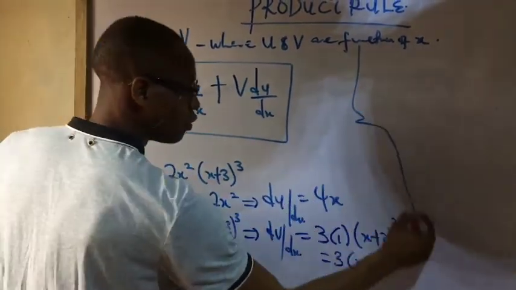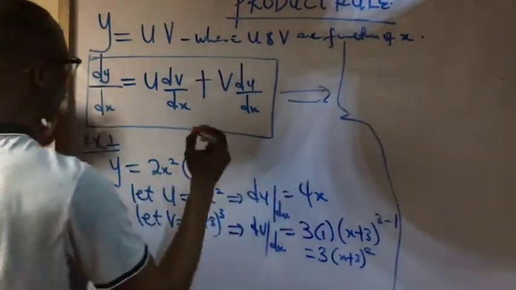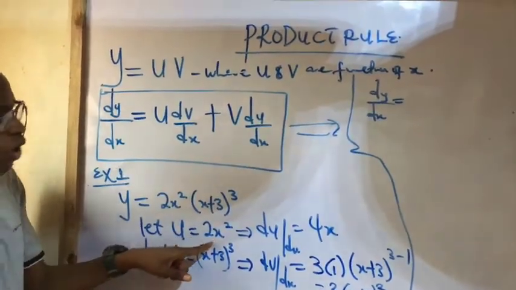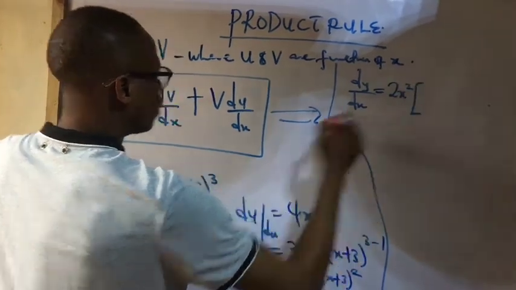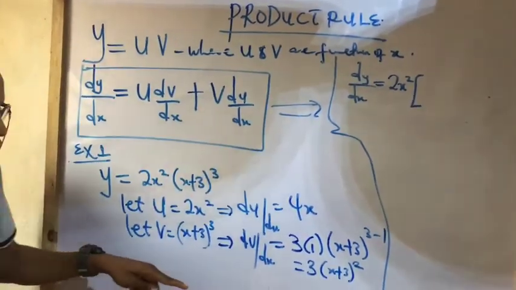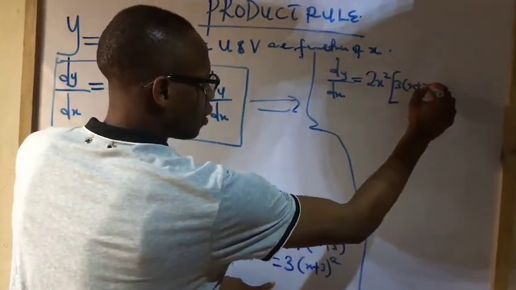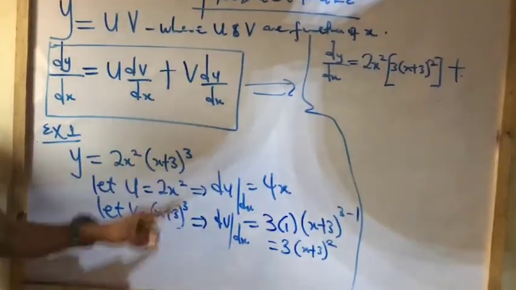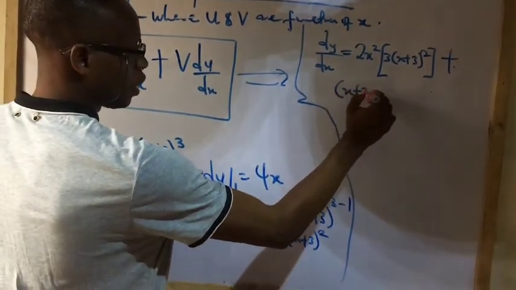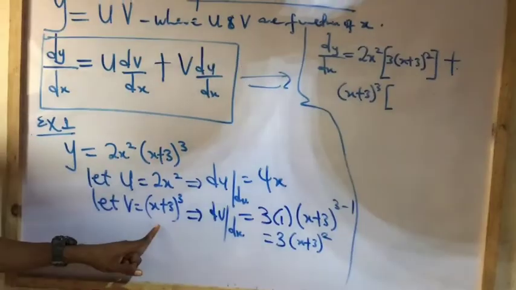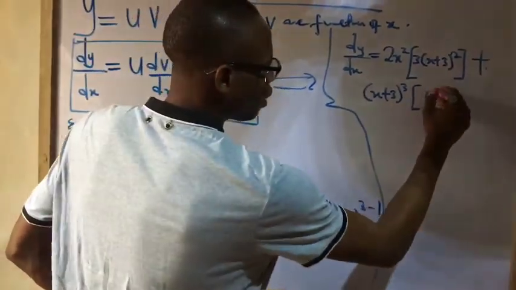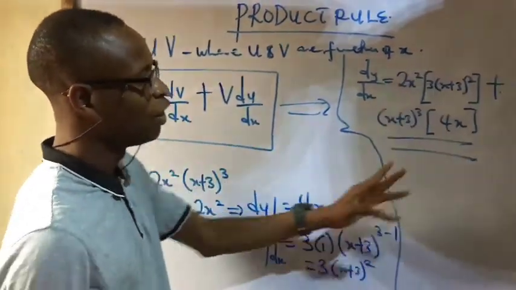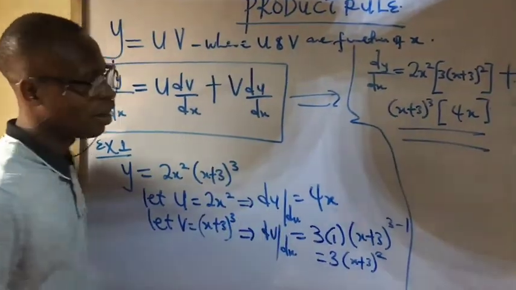So we now use the formula for the product rule, which is this formula here. We simply say dy/dx is now equals u, which is 2x². We keep this, we differentiate this, so dv/dx is simply 3(x + 3)². That is for this one. Then plus v. What is v? It's simply (x + 3)³ into bracket du/dx, which is 4x. So this is our final answer. But you can still go further depending on the option. Now, this is our first example.